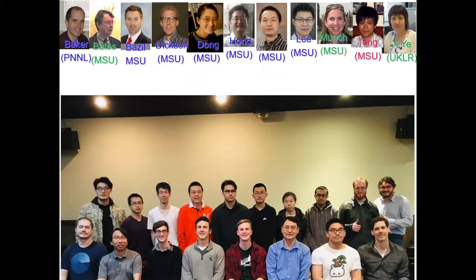Actually, I put a color over there. Anything in blue means biologist. Anything in green means mathematician. Anything in red means computer science. So I work with all kinds of different people.